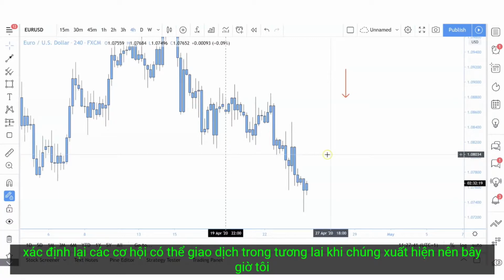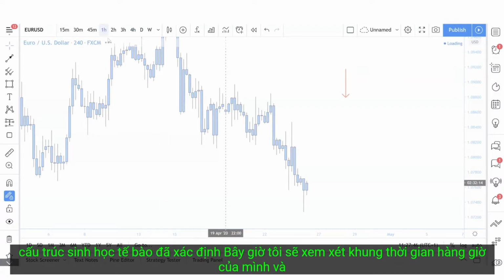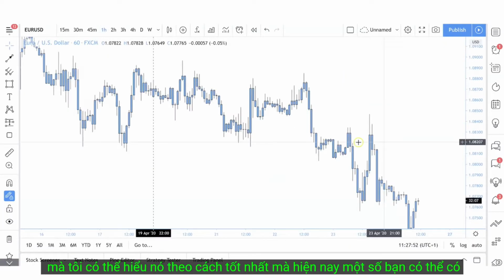So now I've got that information from our 4H time frame, which is my structural time frame, identifying sell by structure. I'm now going to go over to my hourly time frame, and I'm going to start to break this data down so that I can understand it in the best way.